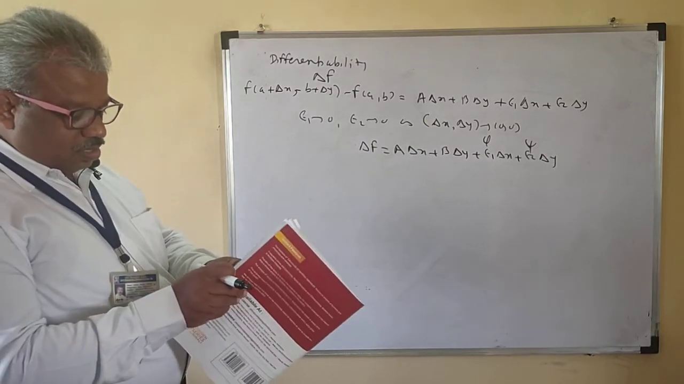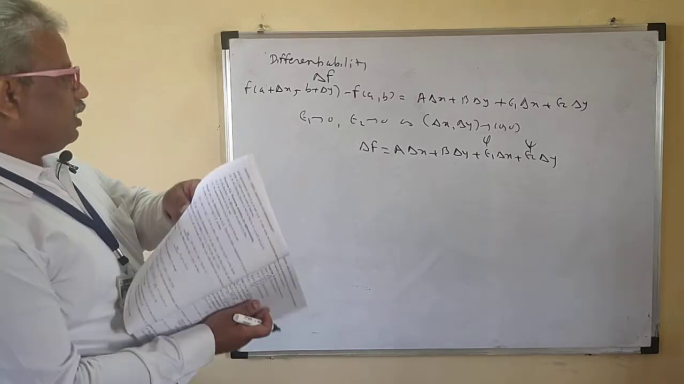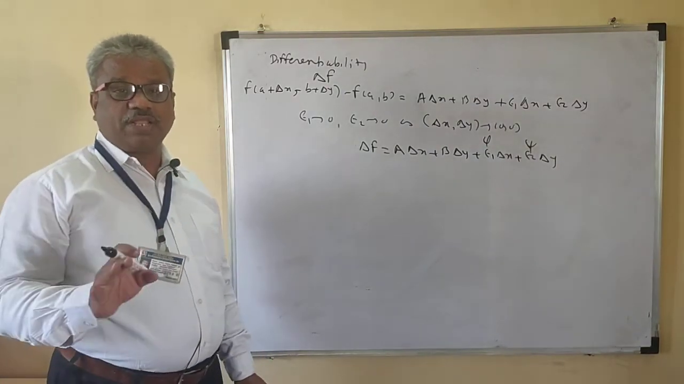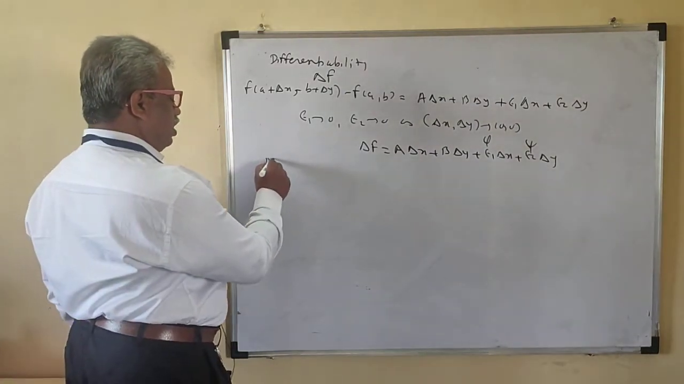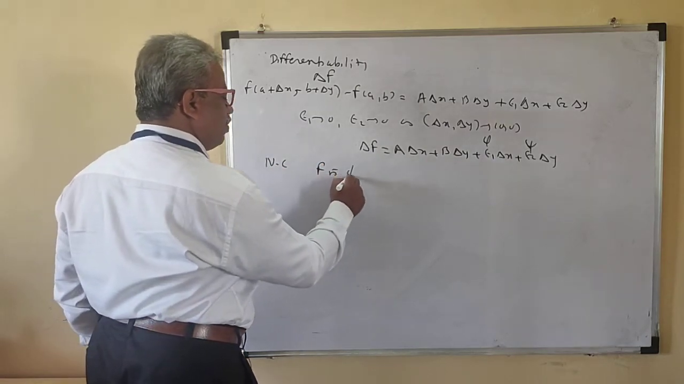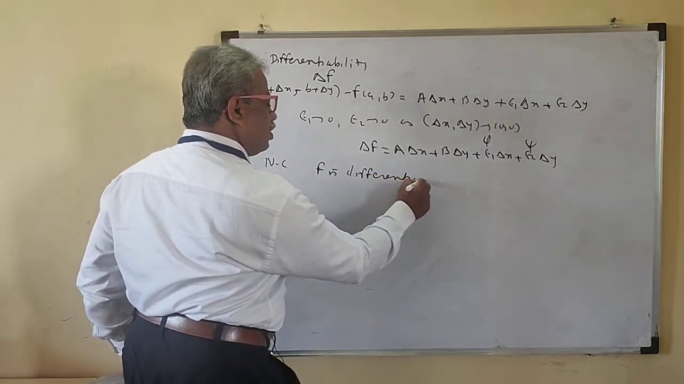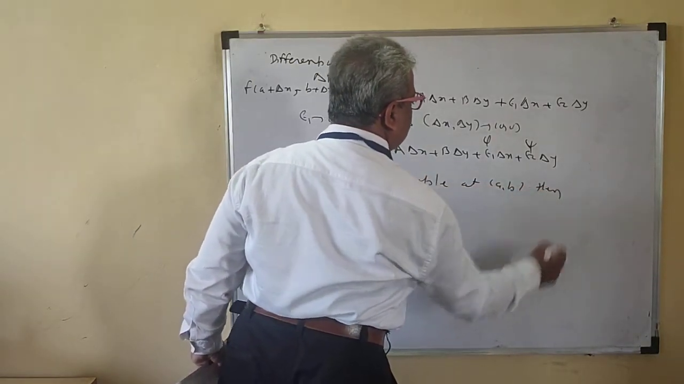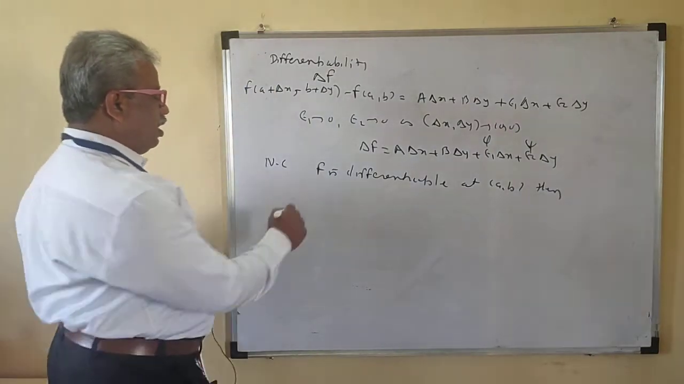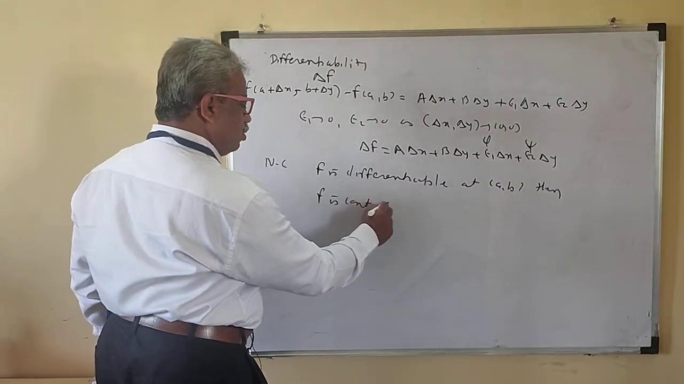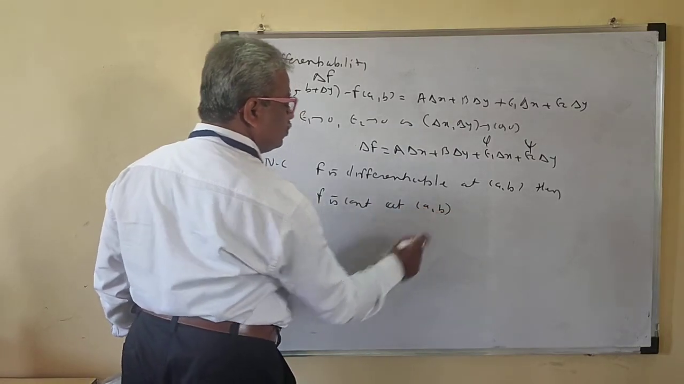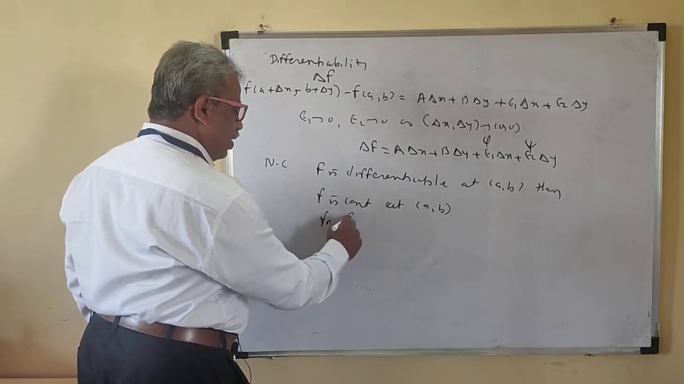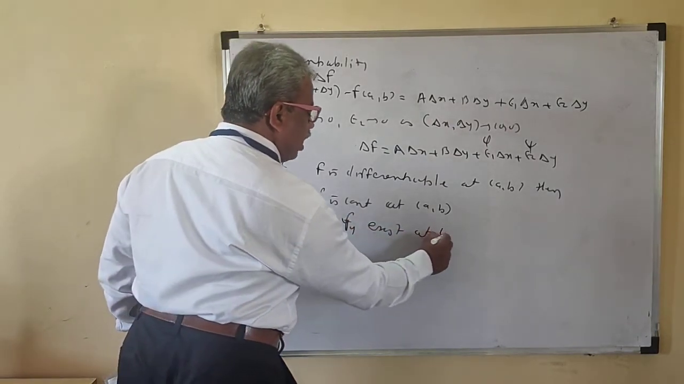Then important in differentiability is the necessary condition for differentiability. Necessary condition means, what happens if f is differentiable? So the necessary condition is: f is differentiable at (a, b). Then if your function is differentiable at (a, b), f is continuous at (a, b), and both the first order partial derivatives f_x and f_y exist at (a, b).